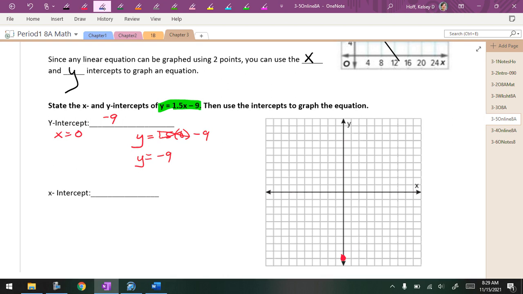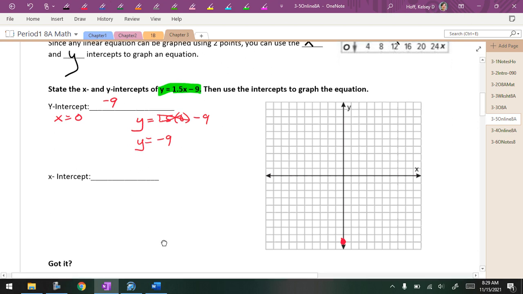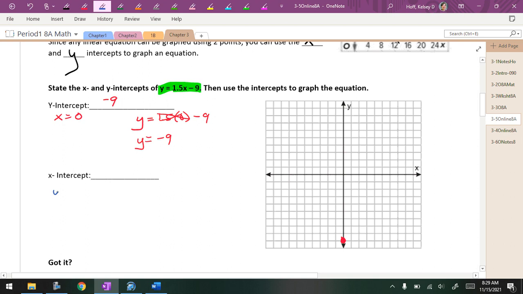Okay, I want you to think about this. Every y-intercept, x was 0. So every x-intercept, y is 0. The opposite letter is always 0. So now we take our equation, but instead of y, I'm going to put a 0. So this would be 0 equals 1.5x minus 9.